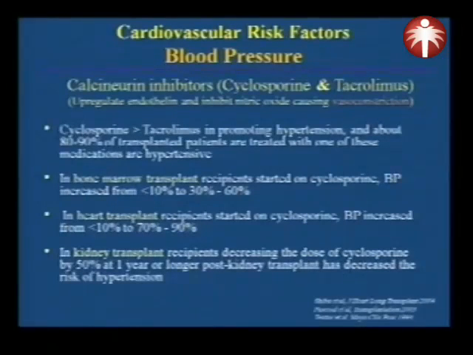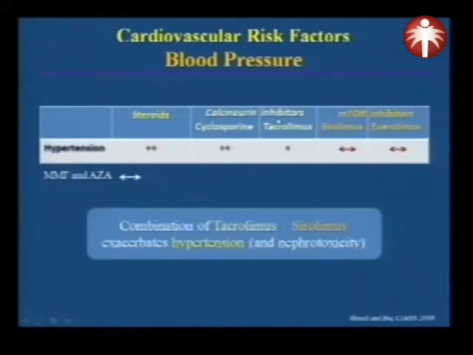The interesting thing here, in patients who receive a bone marrow transplant, before receiving cyclosporine, they used to have less than 10% hypertension, but after cyclosporine, the blood pressure increased to 30 to 60%. It's even worse in heart transplant patients after cyclosporine, because hypertension increased from less than 10% to 70 to 90%. The good news again, in kidney transplant patients, if the dose of cyclosporine is reduced by something like 50%, then there is definitely a decrease in the risk of hypertension in these patients.